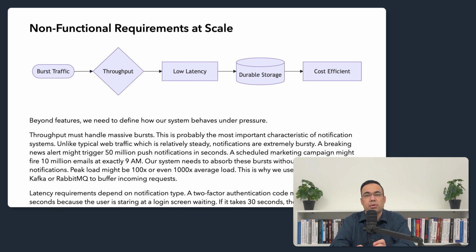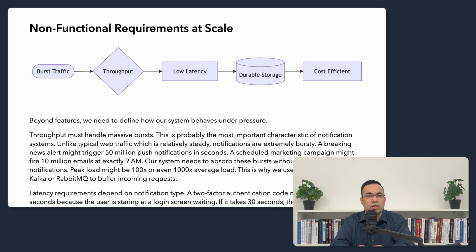Cost efficiency matters more than you might expect. SMS costs roughly 1 to 5 cents per message. Even free channels like push have infrastructure cost. Our architecture must enable smart channel selection, batching, and clear visibility into costs.